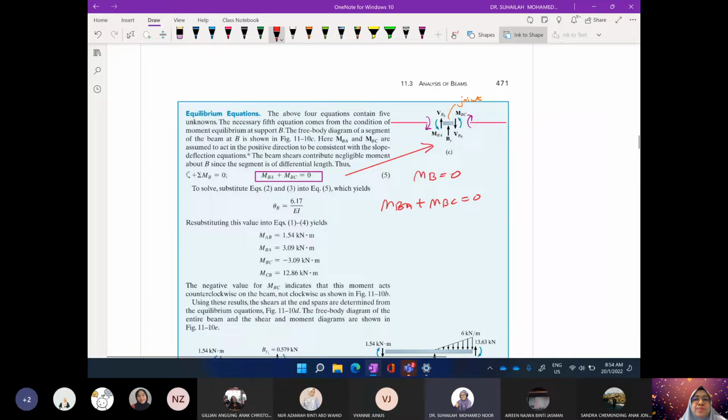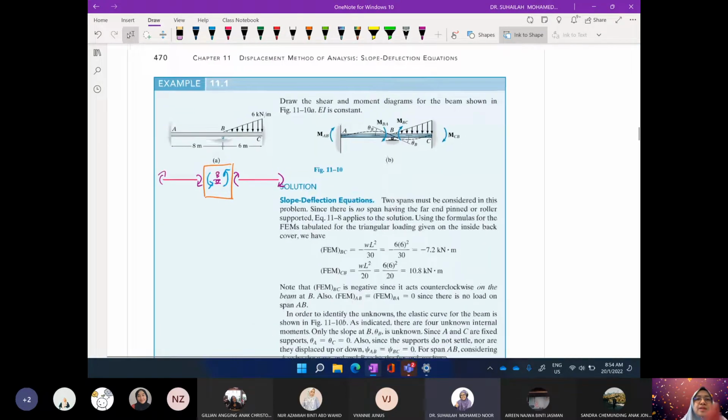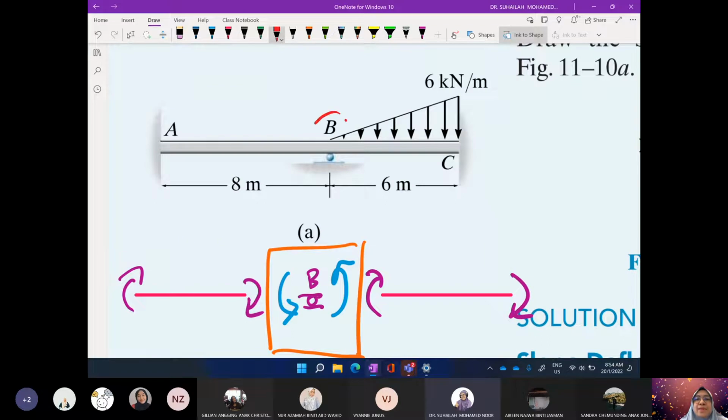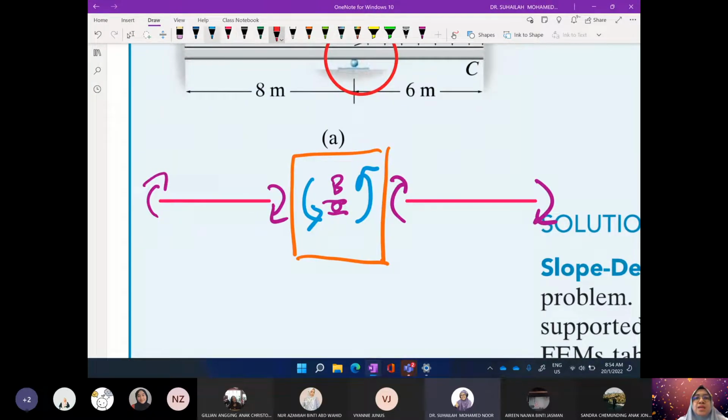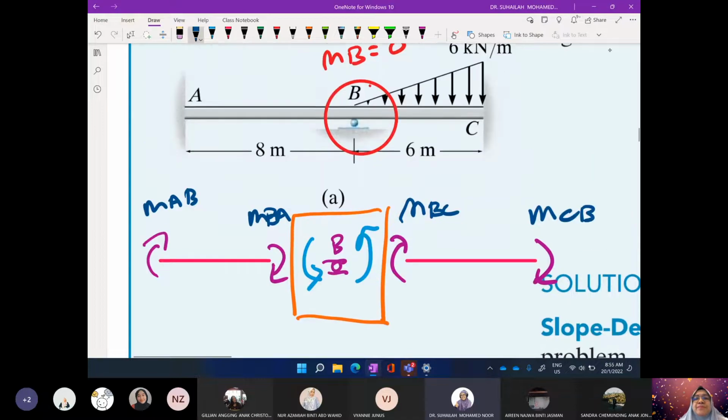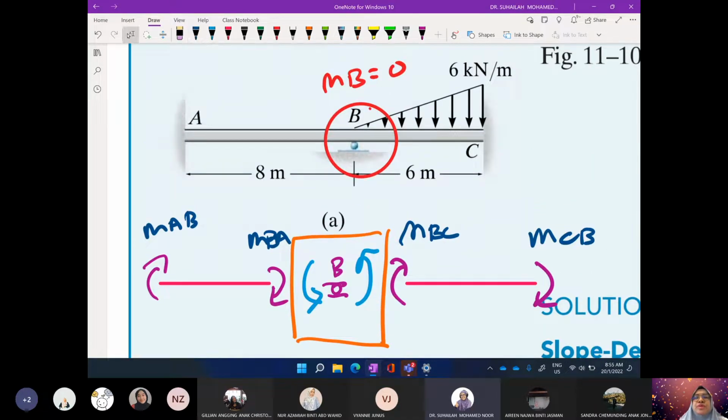So in this beam, MB is equal to 0. So we have MBC here. This is MBA. This is MAB. This is MCB. So MBA plus MBC is equal to 0. This is the concept that we apply the same in moment distribution method.